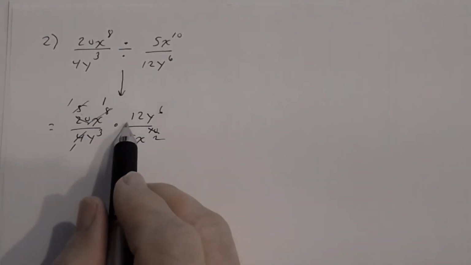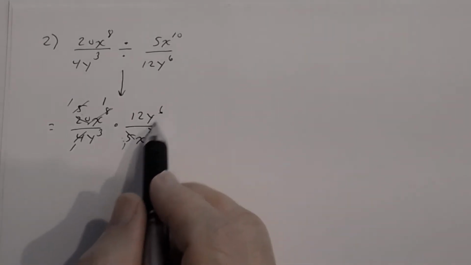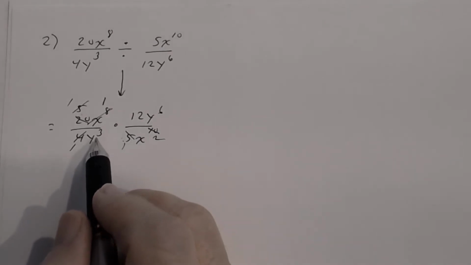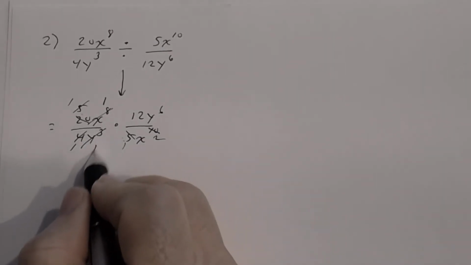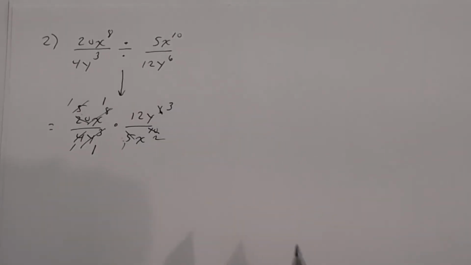I can't reduce that with anything. The next factor I see is 6 factors of y. There are 3 down here. So all of these will divide into 3 of these, and so I'm left with 3 factors of y.